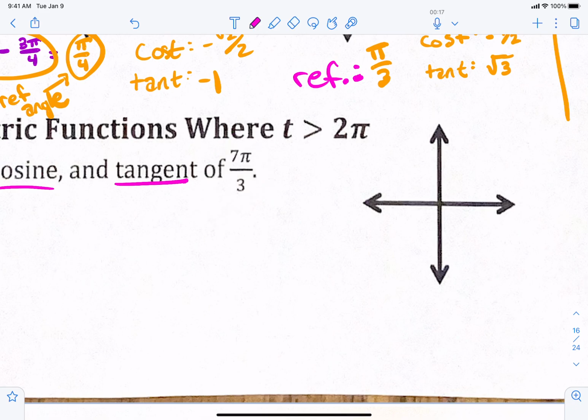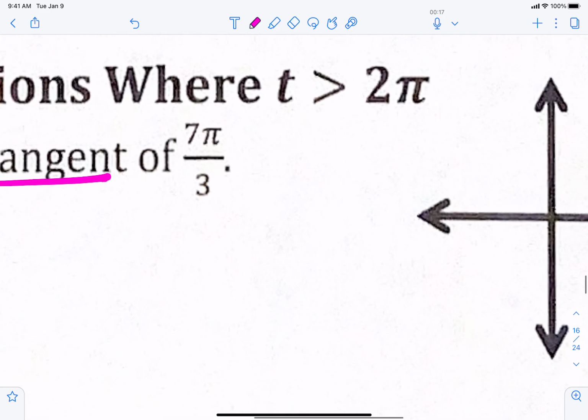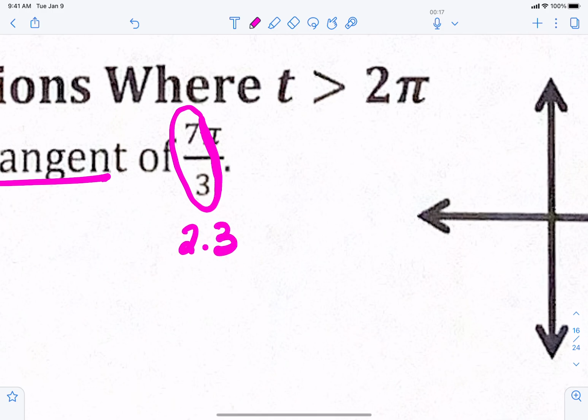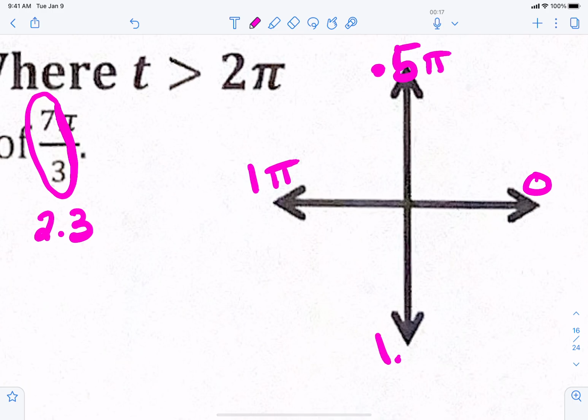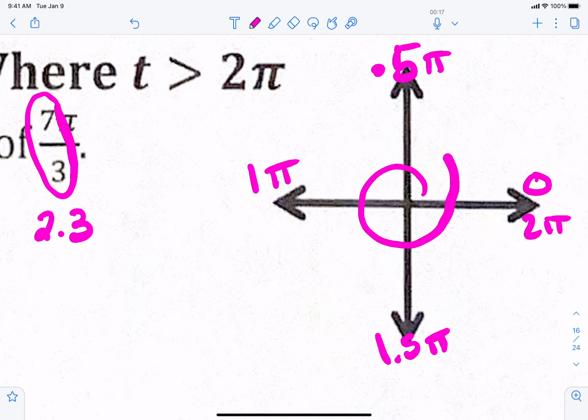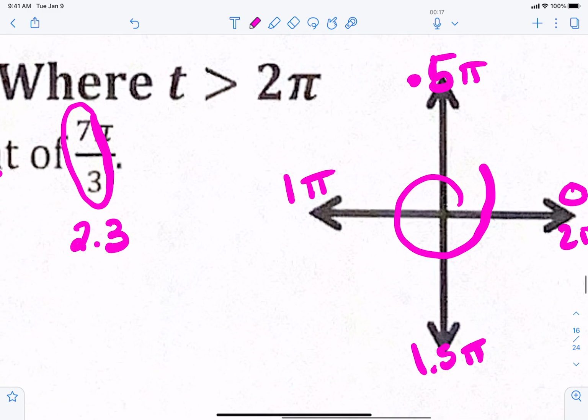So let's talk about 7 pi over 3, because you don't have a 7 pi over 3 on your unit circle. Let's take 7 and divide by 3. What is 7 divided by 3? 2.3 repeating, okay? But my unit circle goes 0, 0.5 pi, 1 pi, 1.5 pi, and 2 pi. It doesn't go all the way up to 2.3. So it's going around one full circle plus some, right?